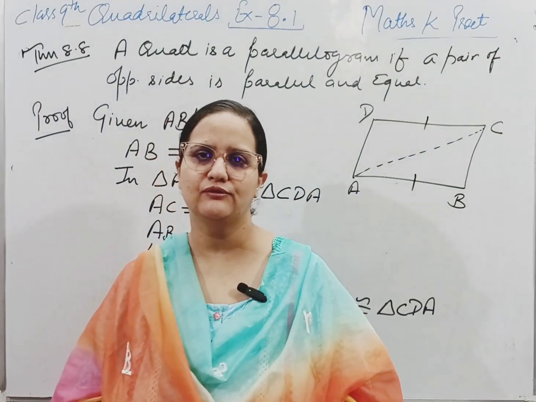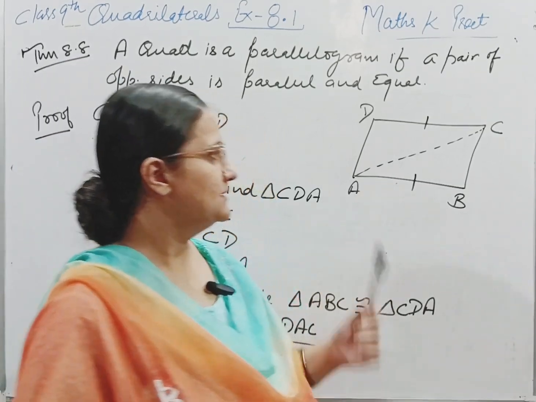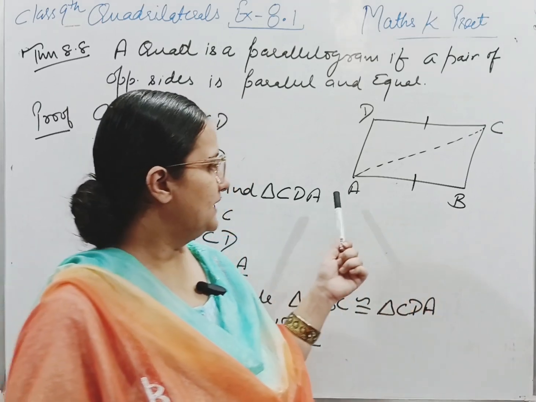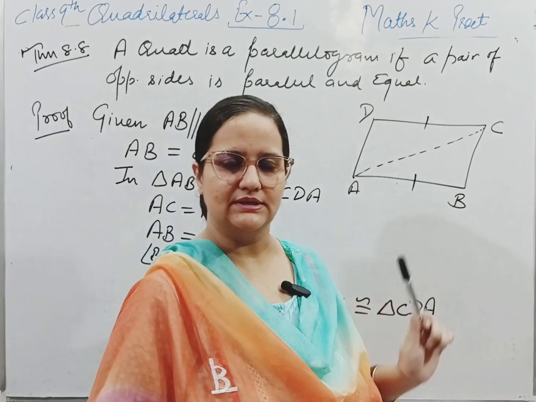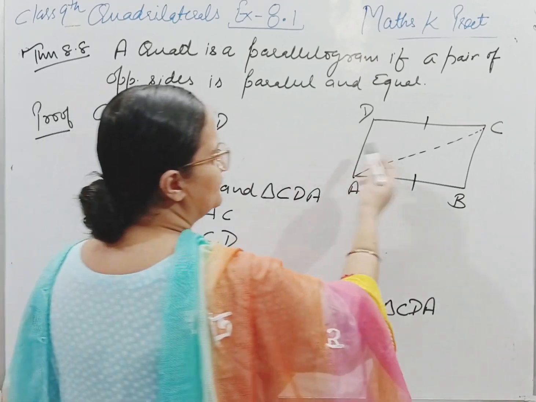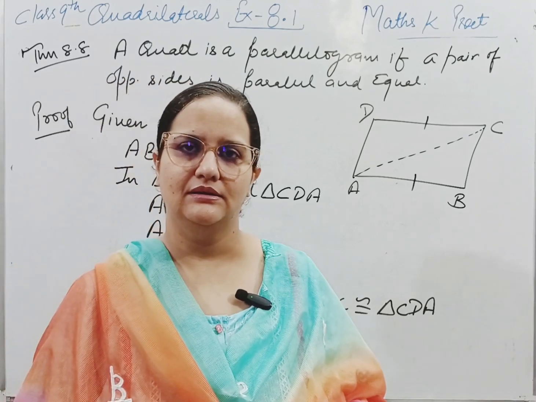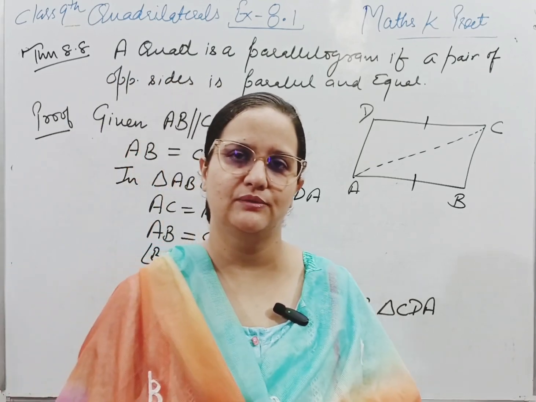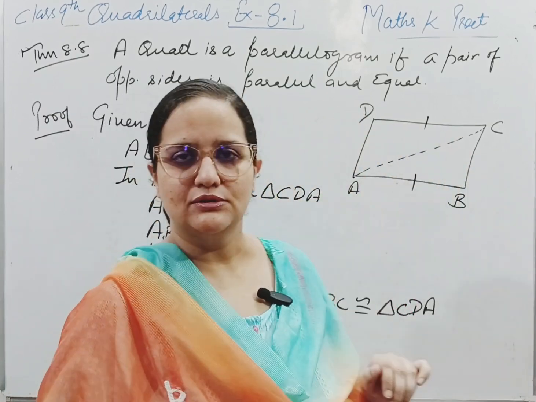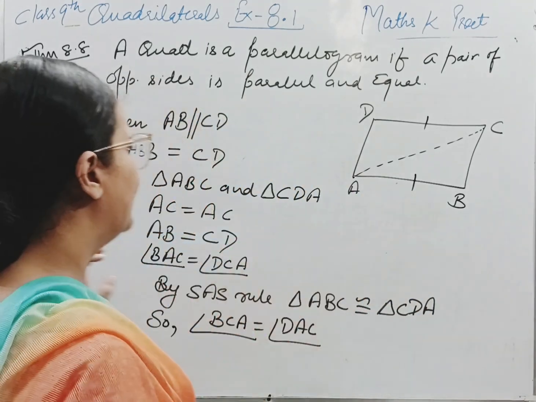A quadrilateral is a parallelogram if a pair of opposite sides is parallel and equal. So if we have a quadrilateral ABCD like this, and we are given that a pair of opposite sides is equal and parallel, say AB is equal to CD and AB is parallel to CD, we have to show that this is a parallelogram. If we show that the other pair of opposite sides is also parallel, then we can reach the result that ABCD is a parallelogram, because the opposite sides of a parallelogram are parallel to each other.